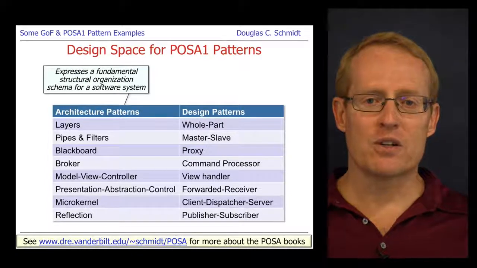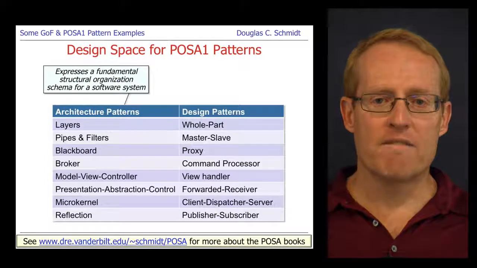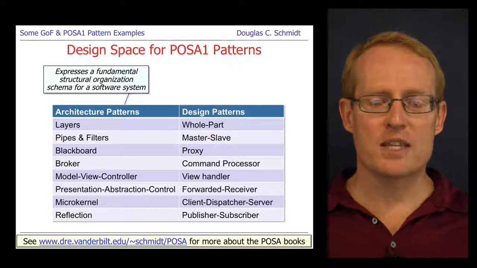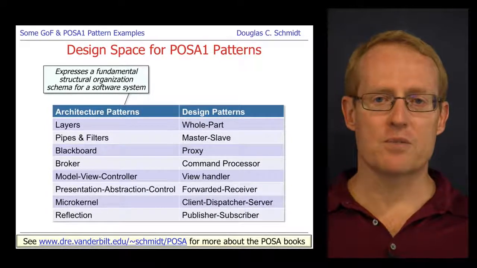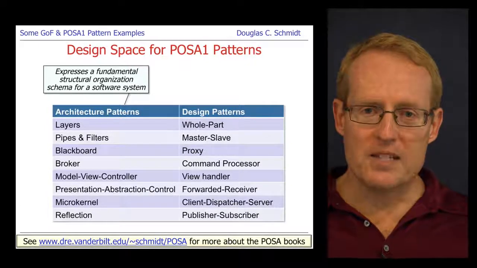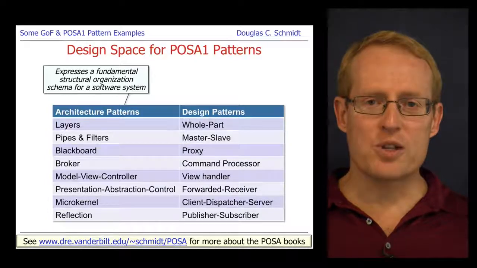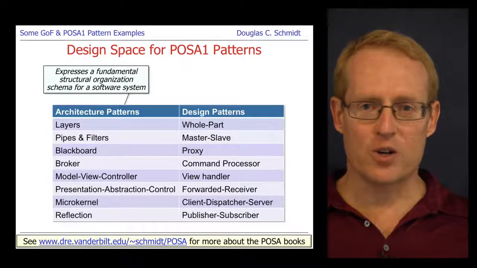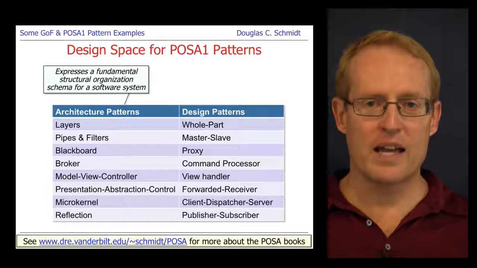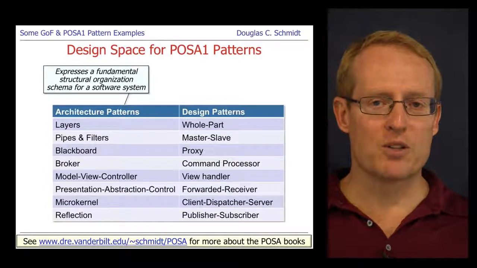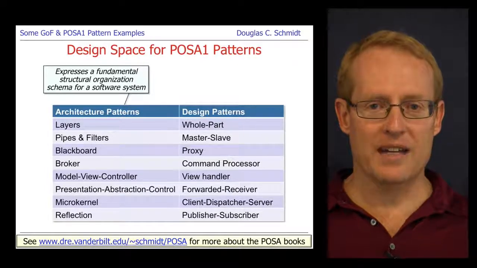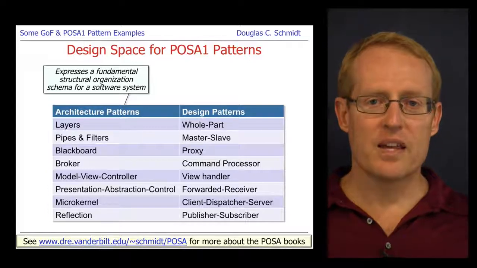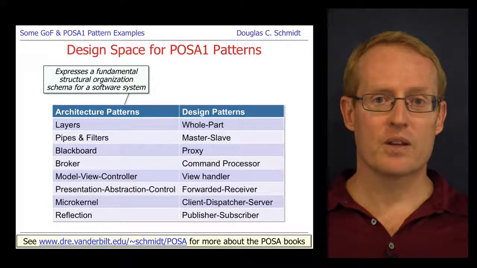Architectural patterns are defined as expressing fundamental structural organization schemes for software systems. The basic idea here is if you understand the architecture and you get the architecture patterns defined correctly, it's more likely your system will be able to evolve and deal with change than if you get those things wrong.